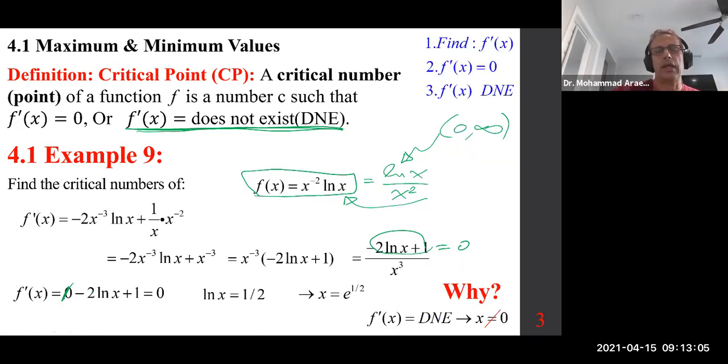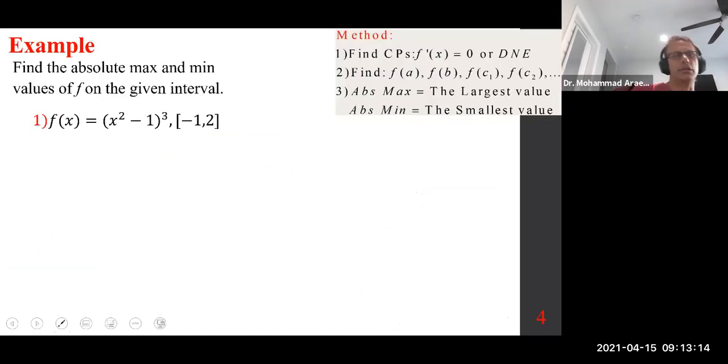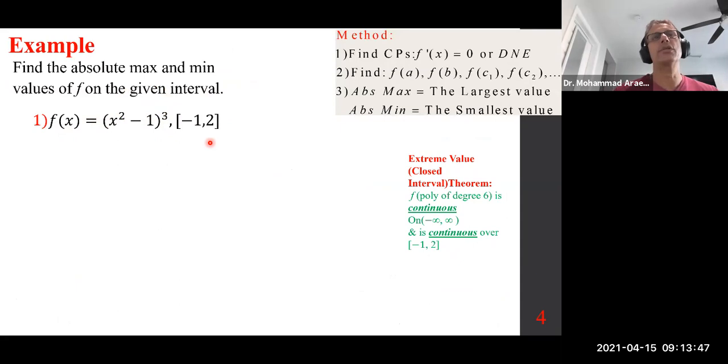So in short, the synopsis of what we just did: find f prime, set it equal to 0, and find where f prime doesn't exist. Those are the ones we are looking for. All right, we want to find the absolute max and min. For this case, we are looking at the closed interval theorem. In order to use the closed interval theorem, first you have to look at where the function is continuous. This function is a polynomial of degree 2 times 3, degree 6. The domain is all real numbers, therefore it's continuous from -1 to 2. First, you have to establish that.